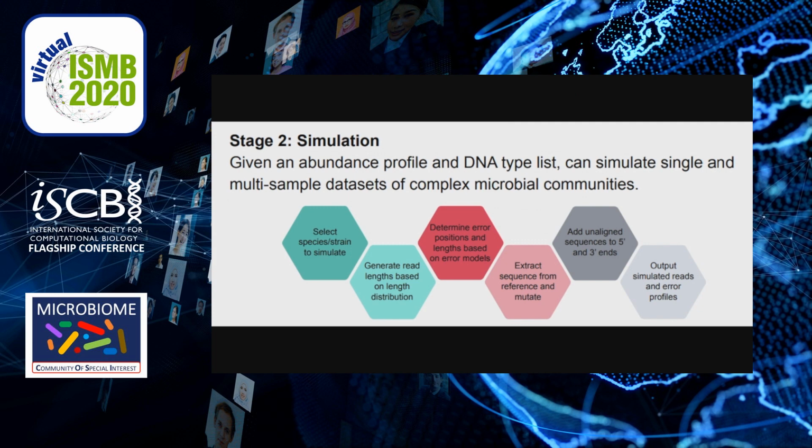Based on the empirical profiles generated in the characterization stage, reads can be simulated from the reference metagenome. During simulation, the species or strain to be simulated is selected based on the provided abundance profile. Then, we generate the simulated read lengths based on the length distribution. Next, we determine the error positions and lengths that will be introduced based on error models. We then extract the sequence from the reference and mutate it accordingly, and then add unaligned sequences to the 5' and 3' ends, the length of which is determined from the read length distributions. Finally, we output simulated reads and error profiles.